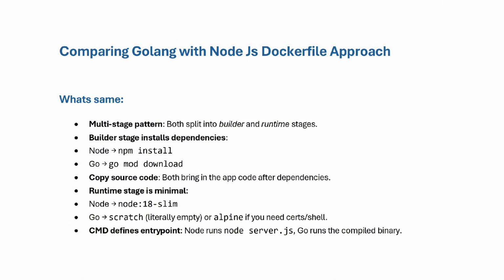What's the same? The multi-stage pattern. Both are split into builder and runtime stages. The builder stage installs dependencies. In Node it is npm install, in Go that is go mod download. Copy source code: both bring in the app code after dependencies. The runtime stage is minimal. Node has nodejs slim, Go has scratch, literally empty, or alpine if we need a shell or certs. CMD defines the entry point. Node runs node server.js, Go runs the compiled binary.